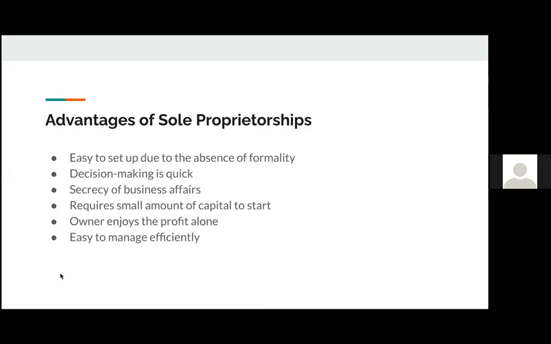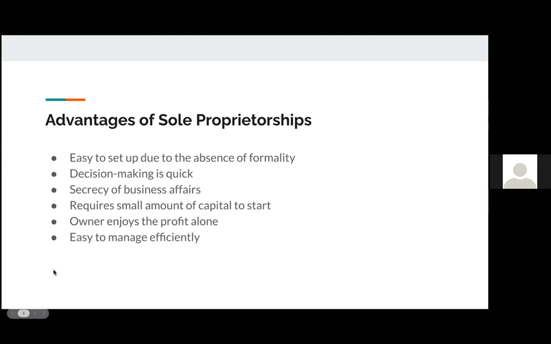What are the advantages of this type of business organization? It's easy to set up, because there's no formality involved. You can make decisions really quickly because it's only the one person involved. You can have secrecy of your business affairs because, again, it's just one person involved. And then it only requires a small amount of capital to start as well. The other two on the slide are that the owner enjoys the profit alone and it's easy to manage efficiently.